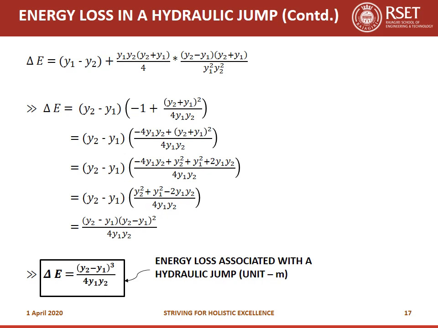the hydraulic jump. Now I've written the unit is meter. You can see if you look at the expression (Y2 minus Y1) the whole cube, unit is meter cube, divided by 4 Y1 Y2, unit is meter squared. So meter cube divided by meter squared, the unit of energy loss is meter. Energy loss unit is meter if the energy loss that I've expressed is energy loss per unit weight of water. So you have to remember that delta E that we have found out is energy loss per unit weight. It's also known as head loss, and the unit of delta E is meter.